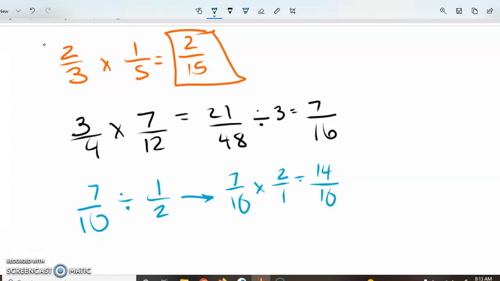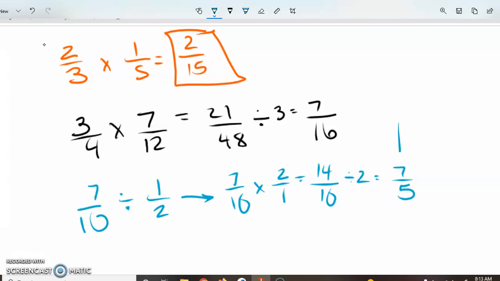Now we can simplify this again. That means that we can divide it by a number. That number is 2. So I divide it by 2, and I'll get what's 14 divided by 2, y'all? 7 over what? Divided both by 2.